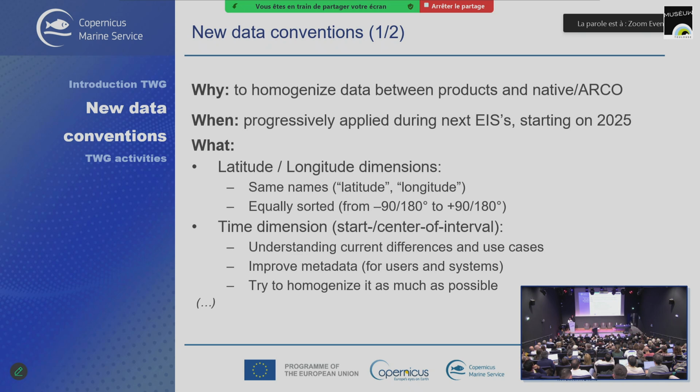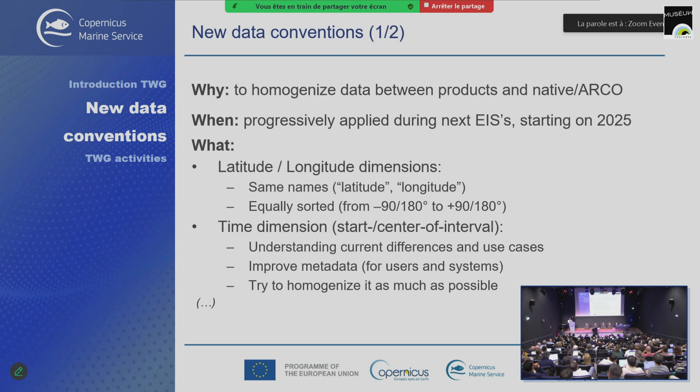But in general lines, the idea is to homogenize latitude and longitude dimensions. We know that different products have sometimes lon lat, sometimes longitude latitude, other times uppercase, lowercase, and this kind of thing. So the idea is to try to find a common solution and common names, and also to have them equally sorted, from west to east, and from south to north.